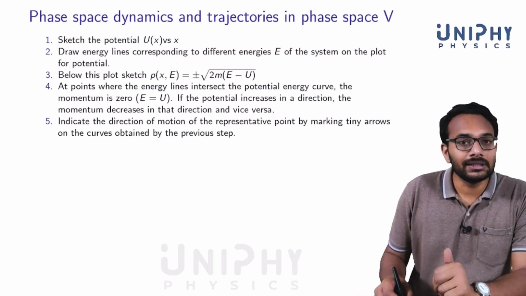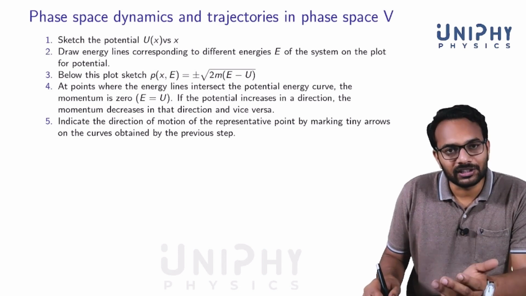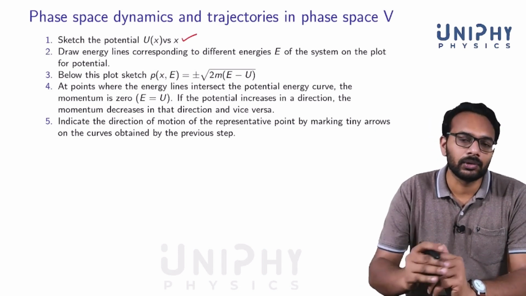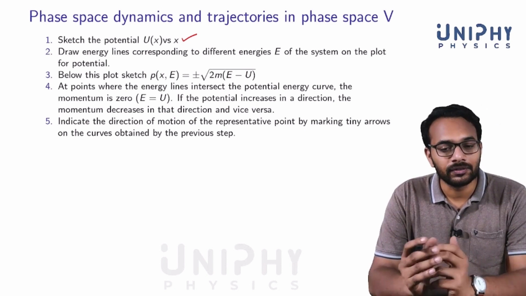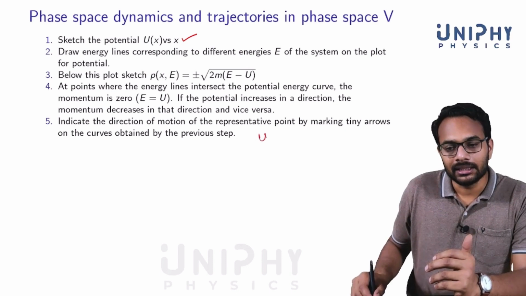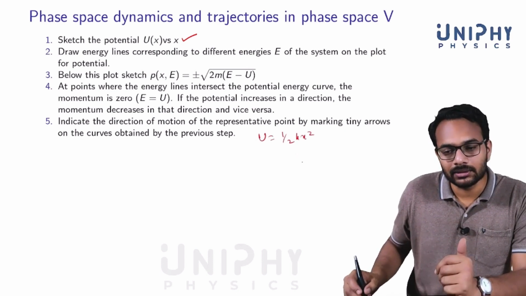Right. So the first thing is that some potential energy, V as a function of x or U as a function of x, will be given. The first step is to plot the potential. For example, if the potential is half kx squared, we plot this. It's easy to plot this.